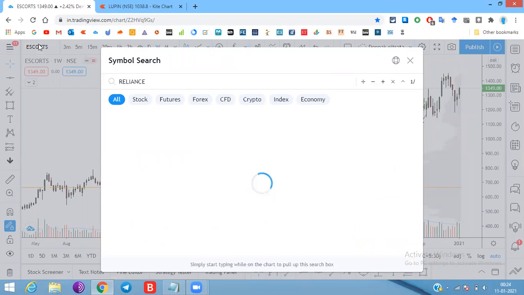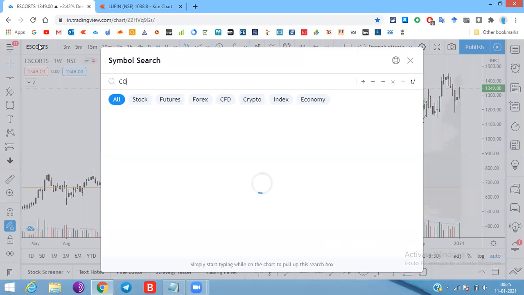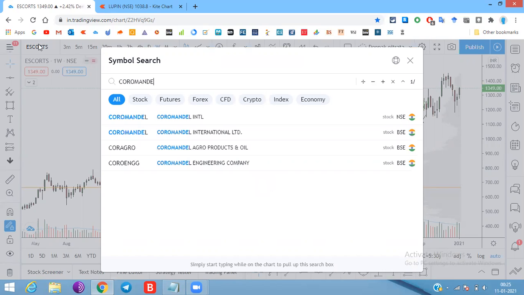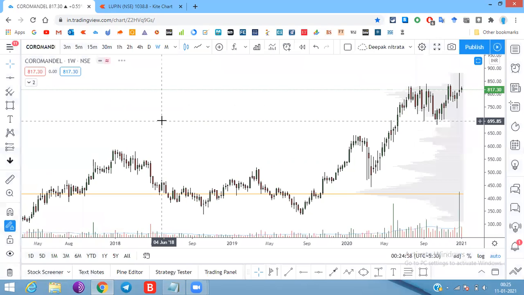Let's take one of Coromandel. I'm optimistic in the agrochemical sector and fertilizers and petrochemicals stocks, especially Coromandel. This is my own bias, guys. Just don't act upon it, and if you are doing that, just do it at your own responsibility. I'm not a SEBI registered analyst, please, guys. Don't hold me responsible for it.